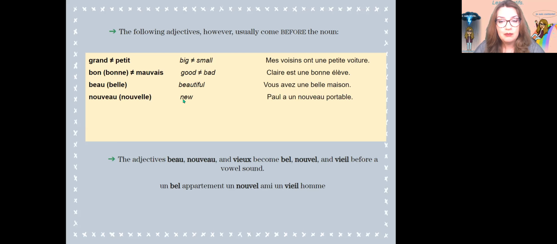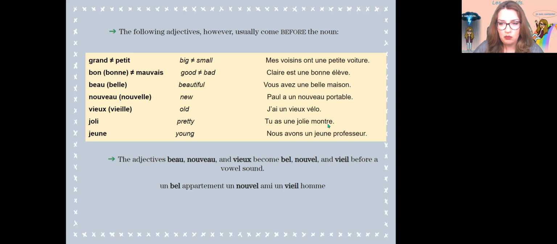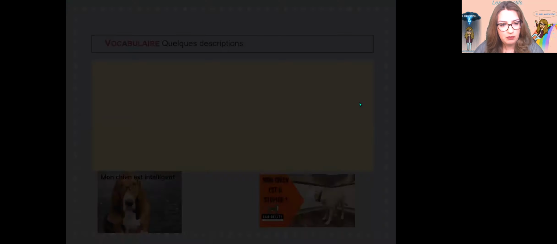Nouveau or nouvelle, meaning new, are also placed before the noun. Paul a un nouveau portable. Paul has a new cellular phone. Vieux and vieille, meaning old. J'ai un vieux vélo. I have an old bike. So again, vieux is placed before the noun. Jolie, pretty. Tu as une jolie montre. You have a nice watch. Jolie is placed before montre. Jeune, young. Nous avons un jeune professeur. We have a young male teacher.